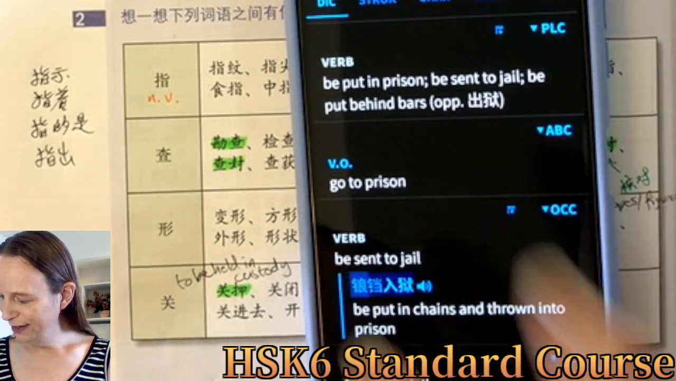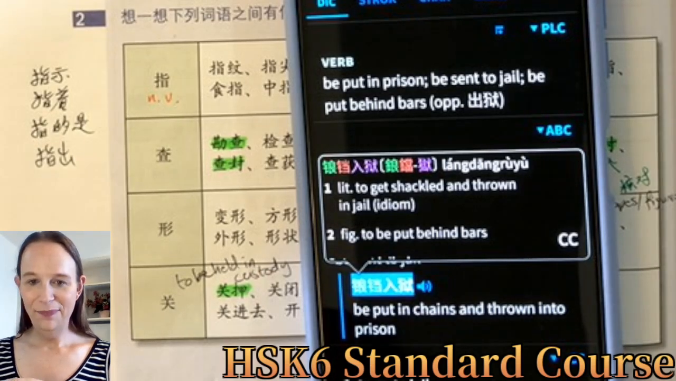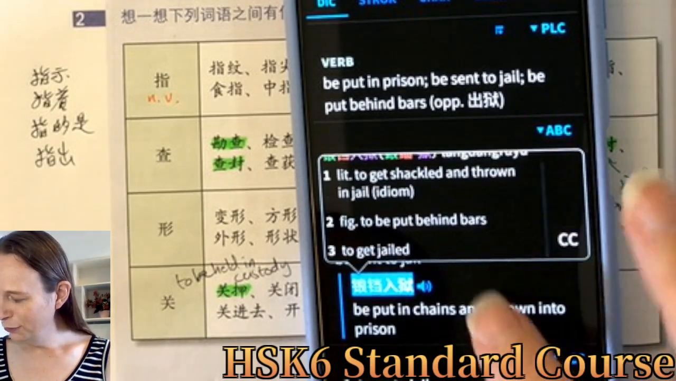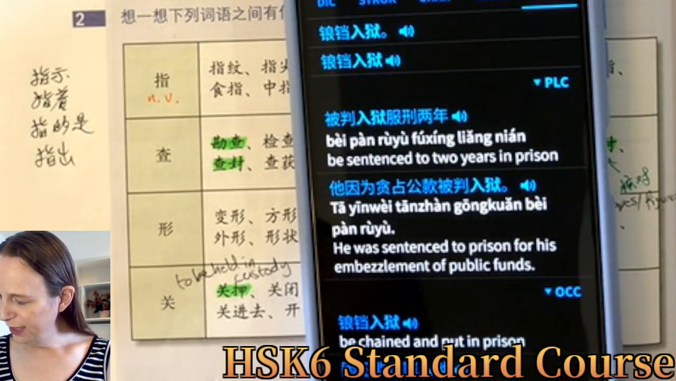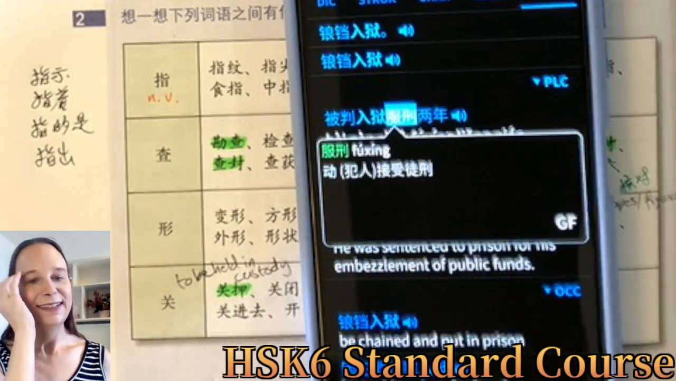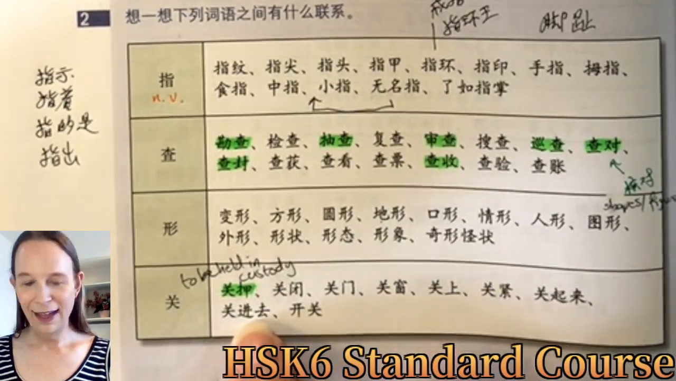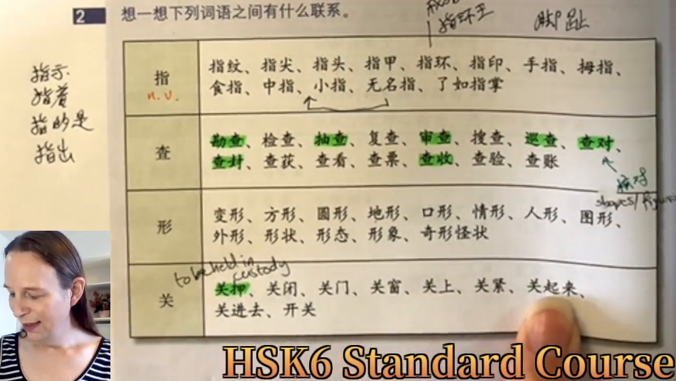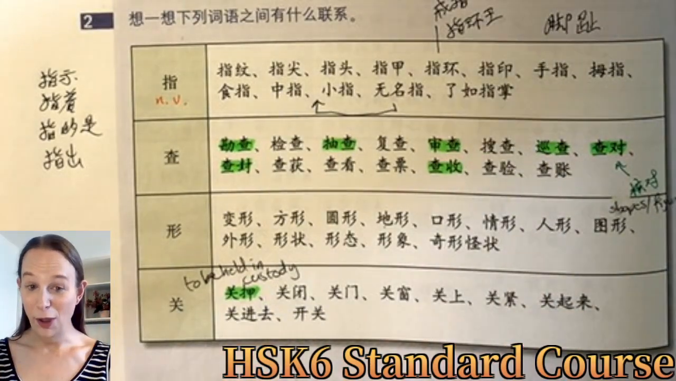So a person, is it a person? 郎当. Oh, 郎当 is like shackles making rattling sounds or something like that. 入狱 and thrown in jail. 被判入狱服刑2年. 服刑. So to serve a sentence. It's like 服药的服, is it? Anyway, I feel like these 关门, 关窗, 关起来, 关进去, or at least the 关, is just a verb.